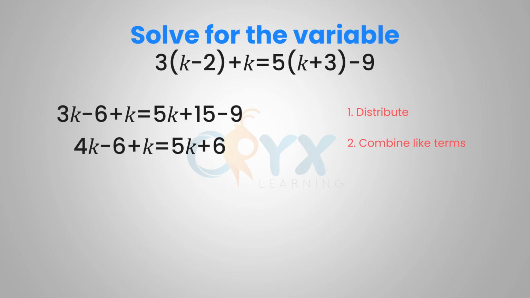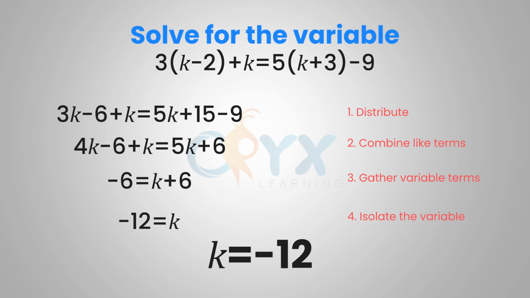I'm going to subtract 4k from both sides of the equation, leaving me with negative 6 equals 5k minus 4k, which is 1k, plus 6. Isolate the variable, so I'm going to subtract 6 from both sides of the equation. Negative 6 minus 6 is negative 12, so k equals negative 12.